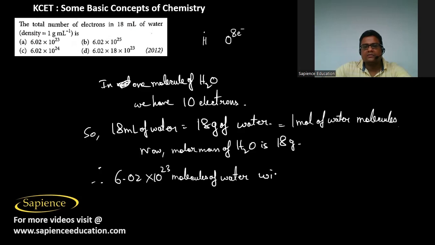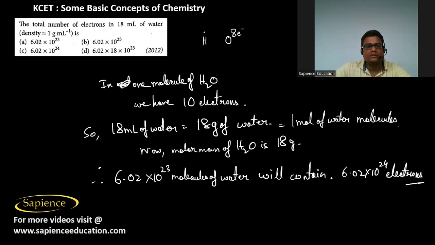That will contain this much into 10, so 6.02 into 10 power 24 electrons. So these many electrons it will contain. So it means option C is the correct answer.